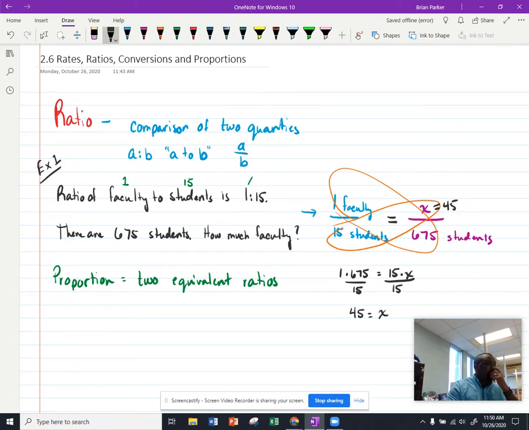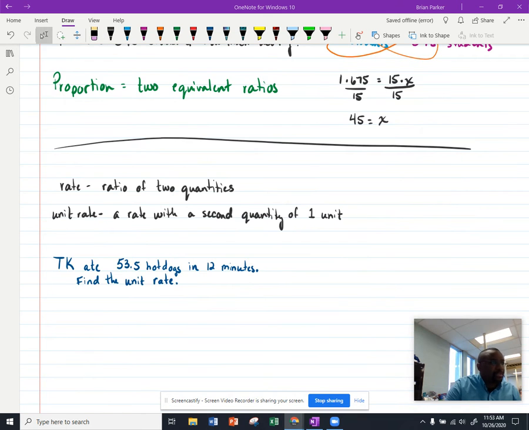So I used proportions. Next, TK ate 53.5 hot dogs in 12 minutes. Find the unit rate. We're going to talk about rates when we're talking about rates, ratios, and proportions. A rate is just a ratio of two quantities. Some really popular rates are something like miles per hour. Notice that is a ratio of two quantities. A unit rate has a second quantity of 1 unit.